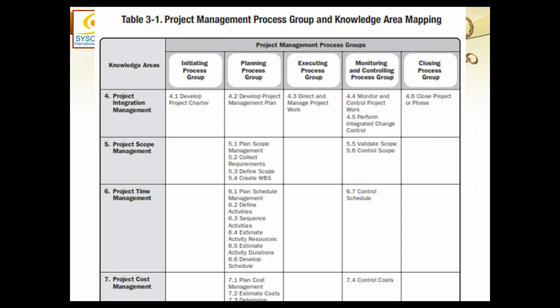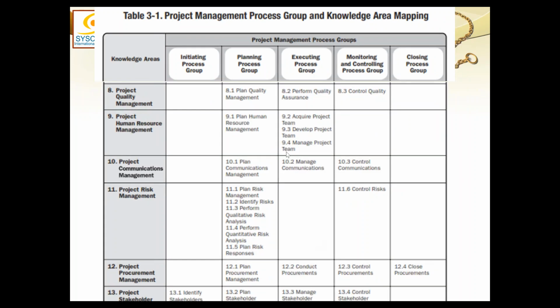Similarly, control schedule will look at it from the schedule perspective. How many activities have to be done? How many activities have been done? What is the difference? What is the impact? Is any change required? And then it can request a change. Cost will do the same. Quality will do the same.